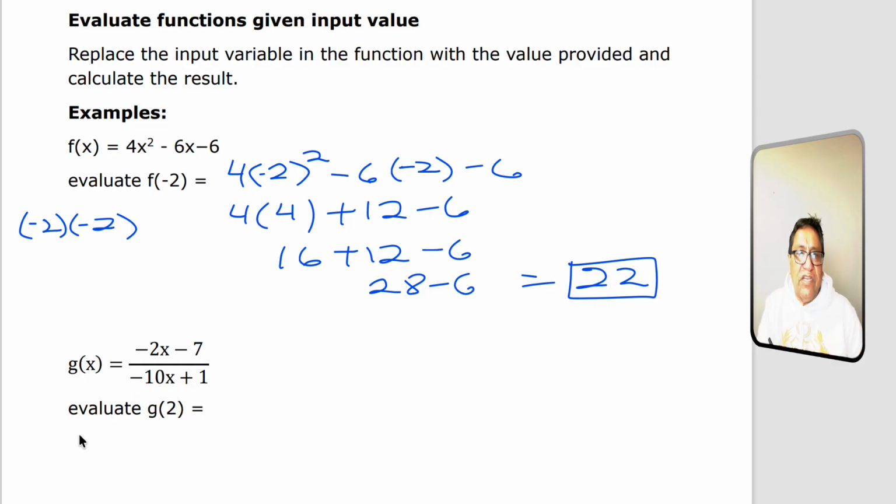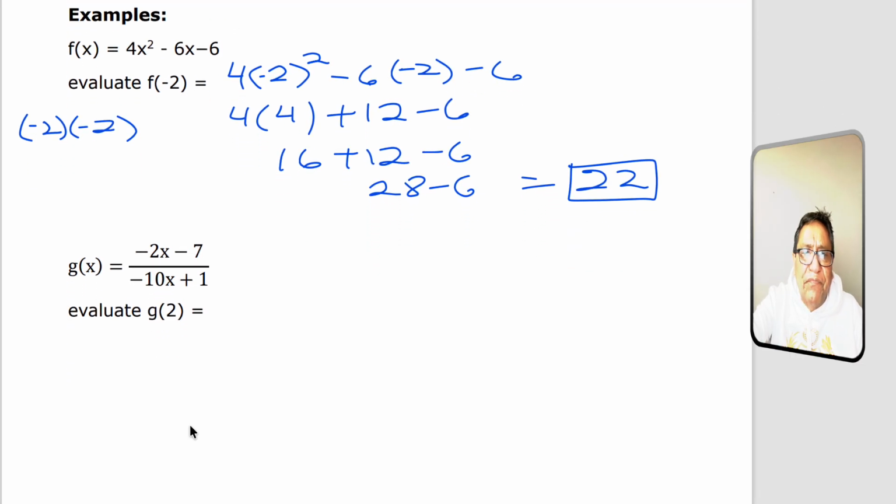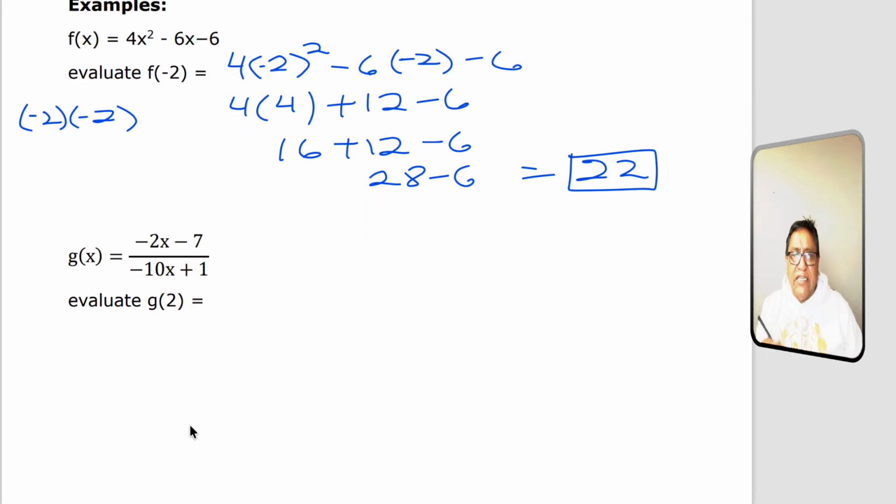This is why we need order of operations, because we will be computing functions like this. For now you don't know what this 4x squared minus 6x minus 6 is, but you know how to compute up to this point. So let's solve another problem and see how it goes. Now let's change colors.